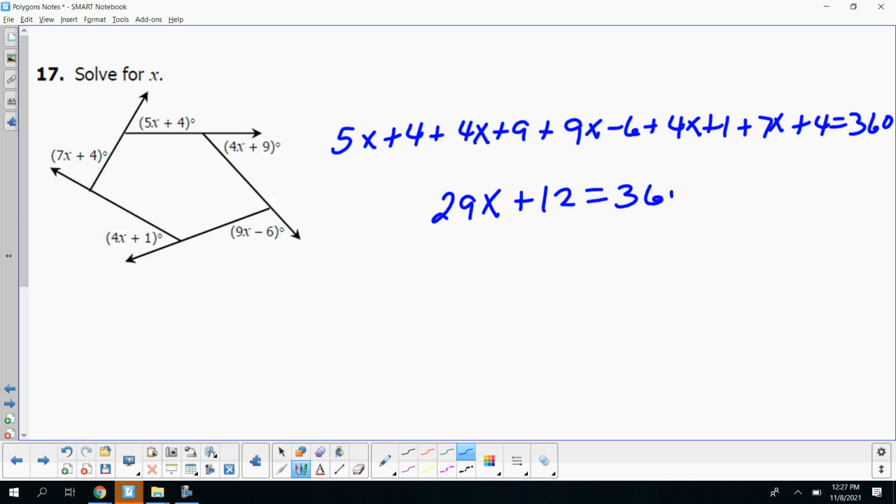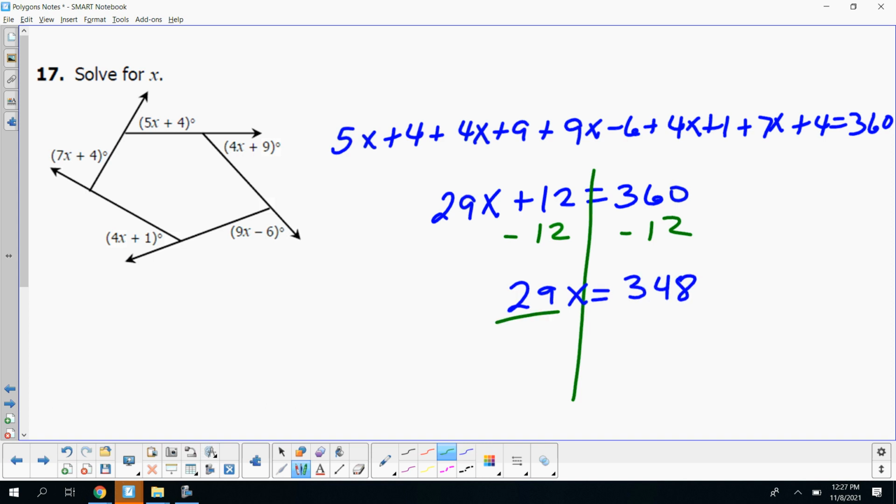And now I can use my algebra skills and solve. So subtract 12 from both sides. We have 29x equals 348. Divide by 29, and we get x equals 12.